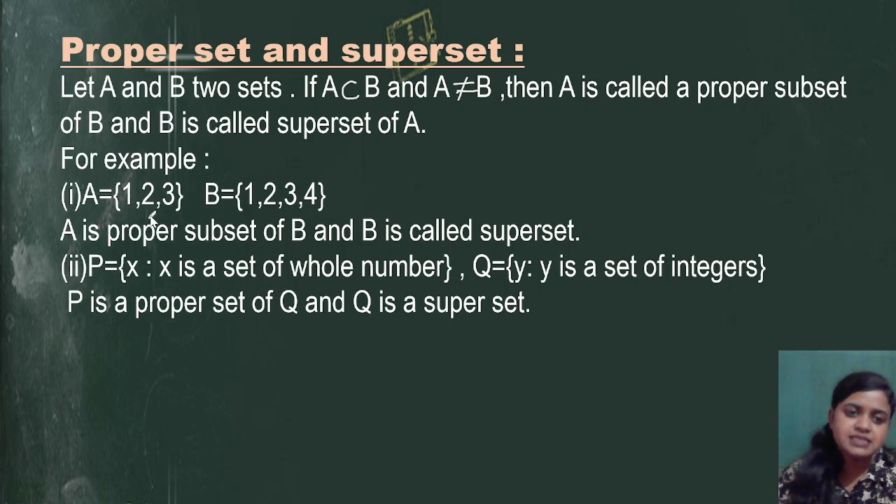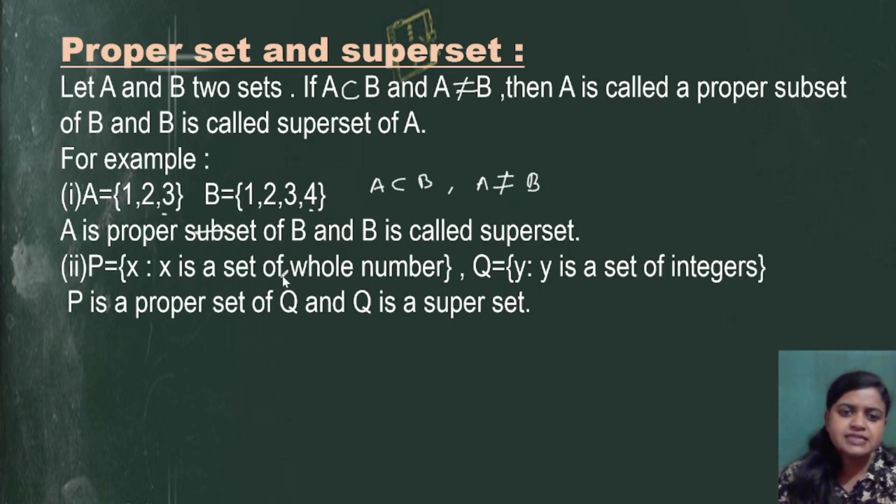Okay, so let us take an example, then it will be clearly understood. A is the set with elements 1, 2, 3 and B is the set 1, 2, 3, 4. The elements of A are 1, 2, 3 and these exist in B, but the element 4 is not in A. So A is a subset of B and A is not equal to B. In this case we can say A is a proper subset of B and B is called the superset.